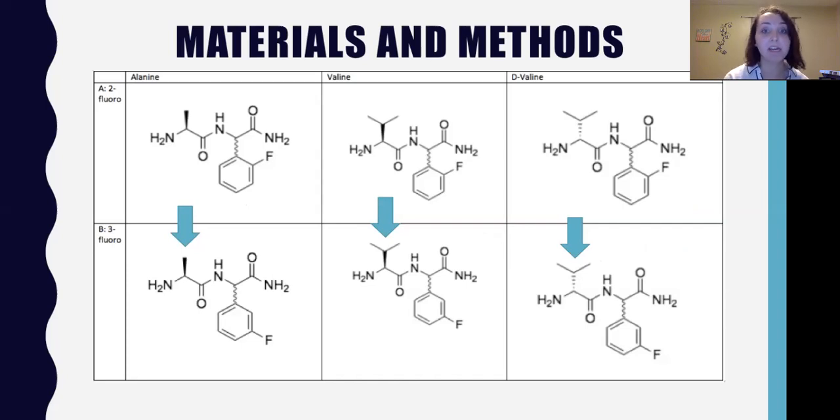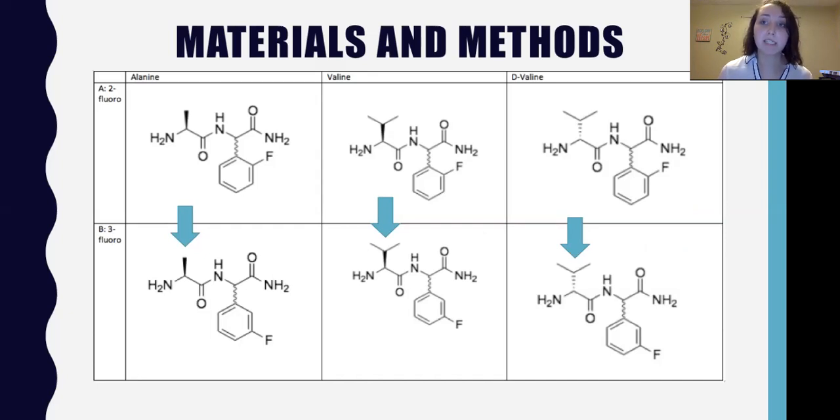And the first one is alanine, then valine, and then D-valine. What this is basically testing is: is there going to be a difference in how the bacteria is killed with 2-fluoro versus 3-fluoro? Is there going to be a difference between alanine, valine, and D-valine?